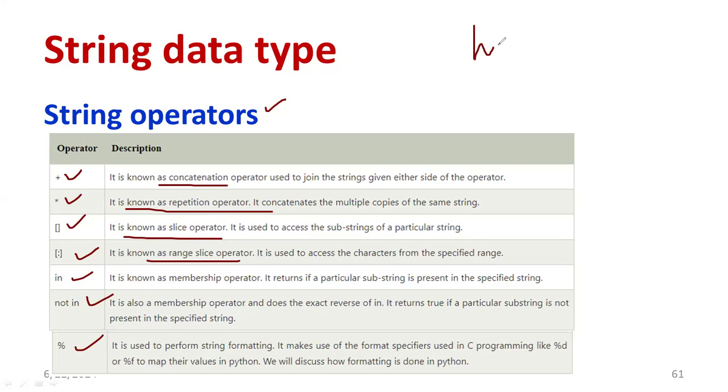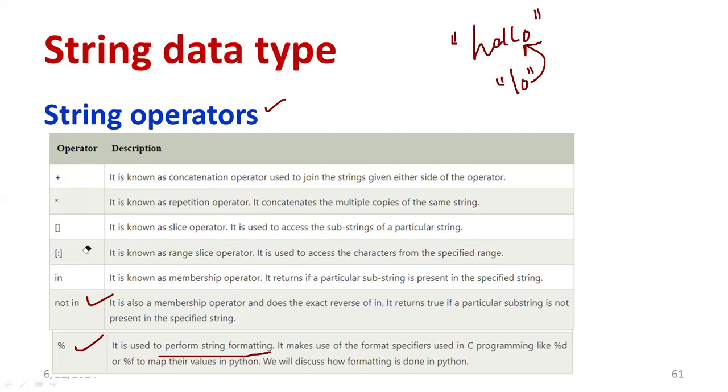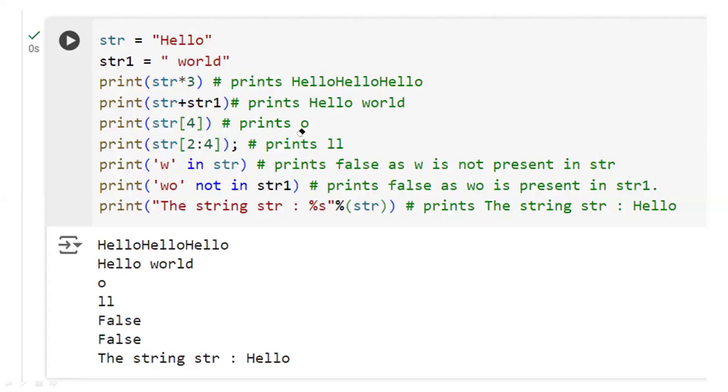For example, hello is a string. I can check whether yellow is present inside hello. Yellow is called a substring. Is it present inside hello? I'll get true or false. Modulo is mainly used for string formatting. These are the different string operators, which are helpful for various applications. Wherever you are dealing with strings, you should have an idea about string operators.